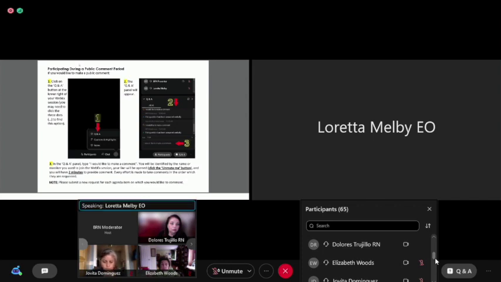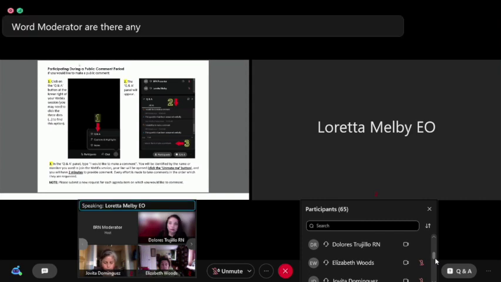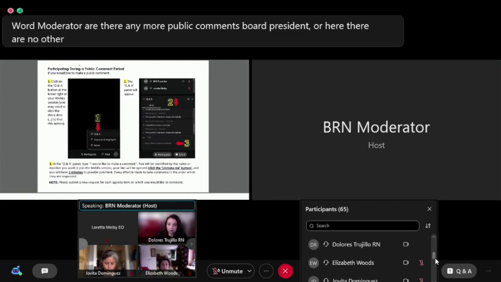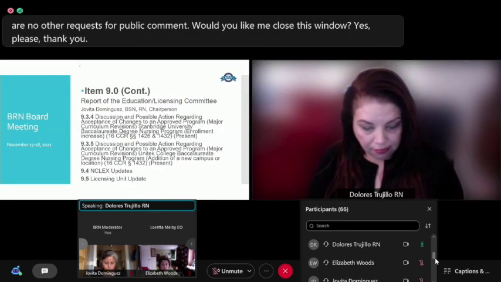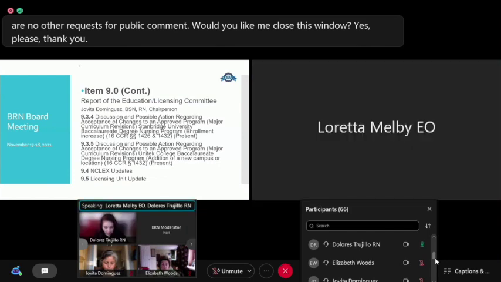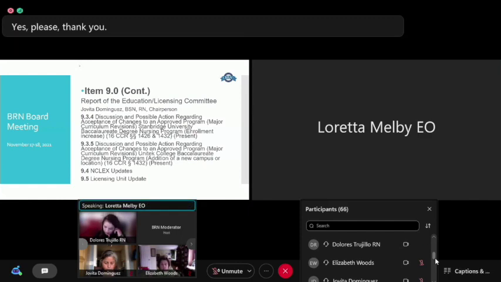Board moderator, are there any more public comments? Board President Trujillo, there are no other requests for public comment. Would you like me to close this window? Yes, please. Thank you. Again, since that was information only, there's no vote needed. We're still working to get Imelda back so that we have a quorum.